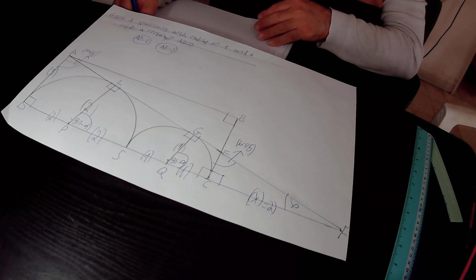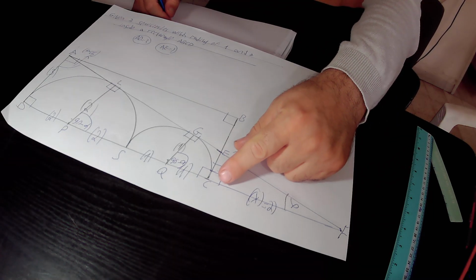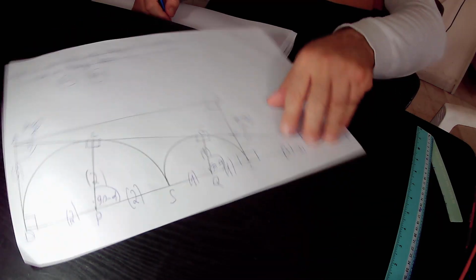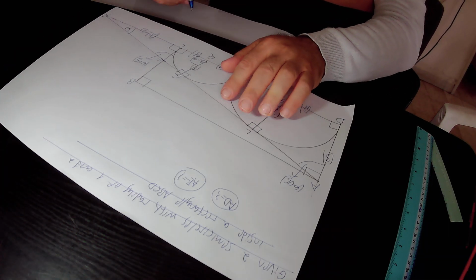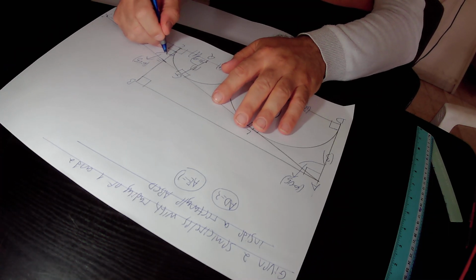To repeat, we have found that this missing side EC equals either 3/4 or 0.75 units.